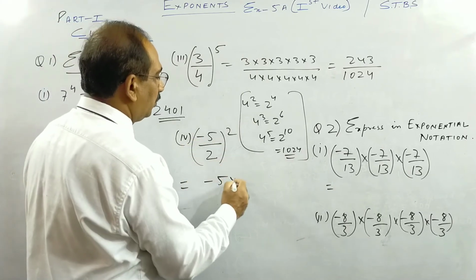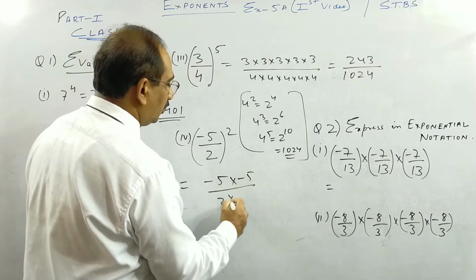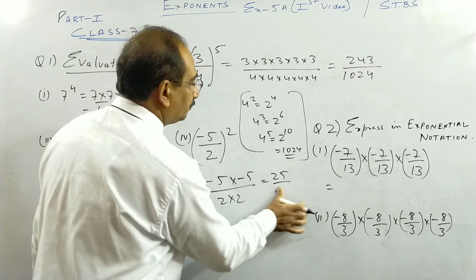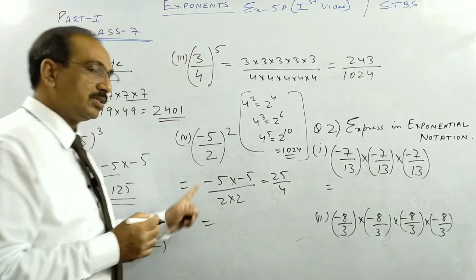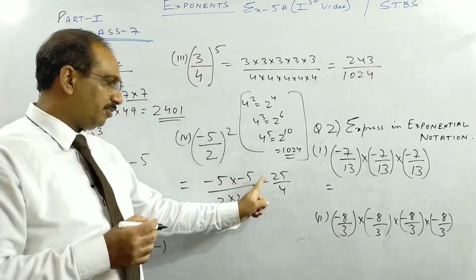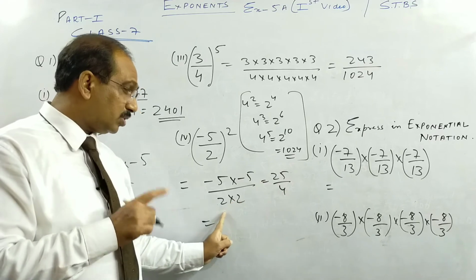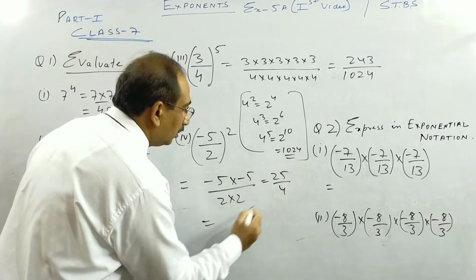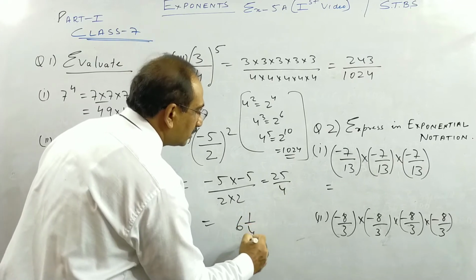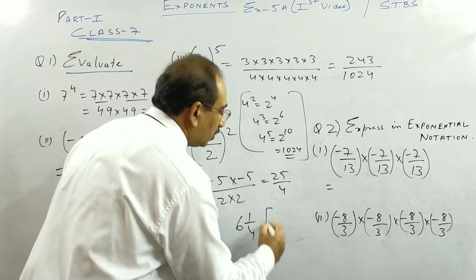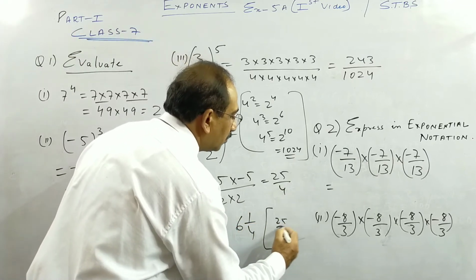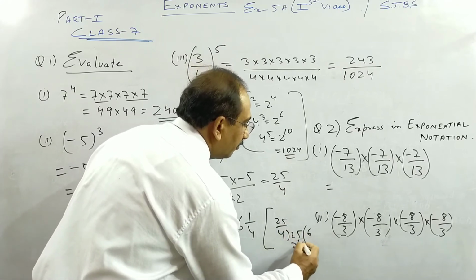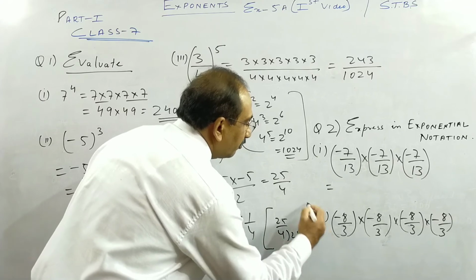-5, I told you, taken an even number of times. So if you see an even number of times, you get a positive answer. And 5 squared is 25, 2 squared is 4. Okay, we see the square of 2. Now this, if you convert to a mixed fraction, is 6 1/4. Okay, I have taught you before. If you want to see it again, write 25 here. 4 sixes are 24, 1 comes, so 6 1/4.